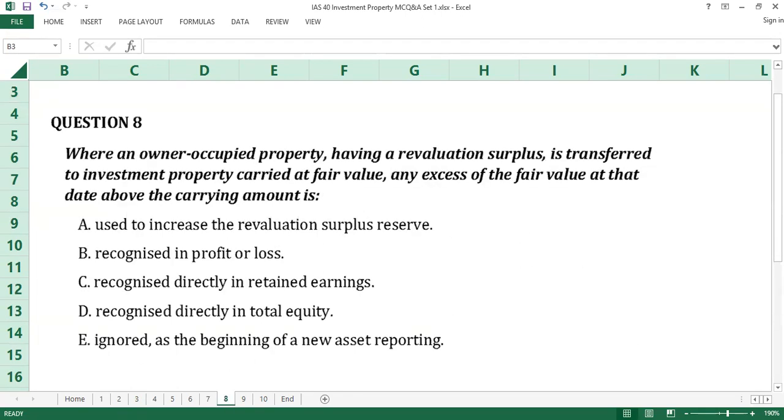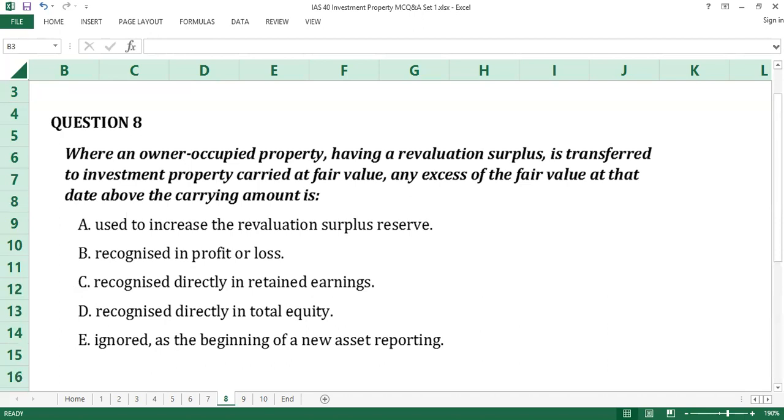Question number 8. The answer to question number 8 is A, used to increase the valuation surplus reserve. At the date of transfer of an owner-occupied property to investment property carried at fair value, any resulting increase as a result of the fair value over the carrying amount is treated as follows. 1. To the extent that the increase reverses a previous impairment loss for that property, the increase is recognized in profit or loss at no more than that extent. 2. Any remaining part of the increase is recognized in other comprehensive income and increases the revaluation surplus within equity.